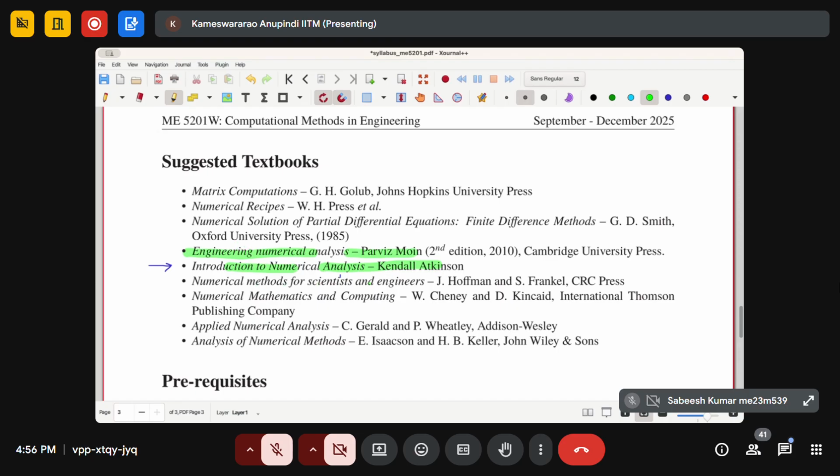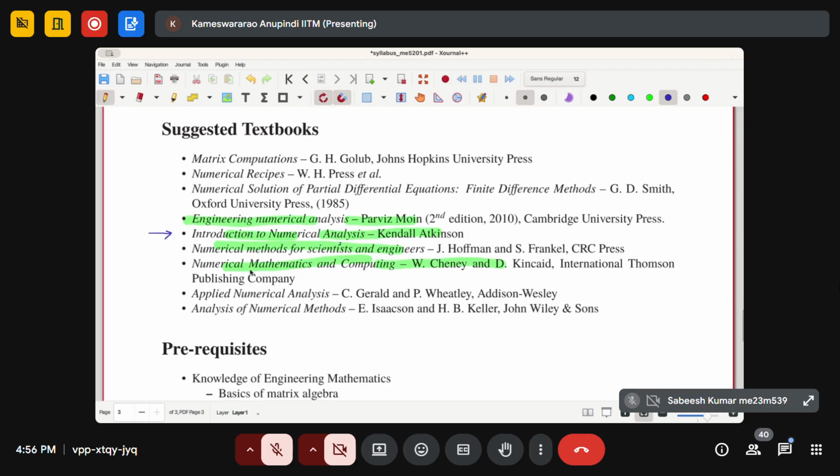Then there is this book by Chapra and Canale. This is Numerical Methods and Computing. Then there is Numerical Methods for Scientists and Engineers by Hoffman and Frankel. I think you will find some of these books to be quite useful. You can pick any of them. I'm going to share this document anyway through your portal, so you can have a look at this and then look at the books.